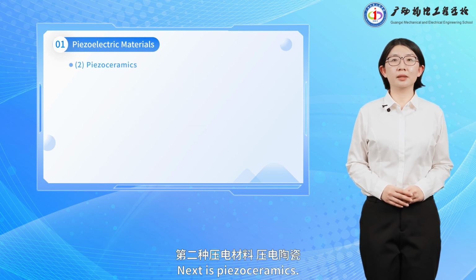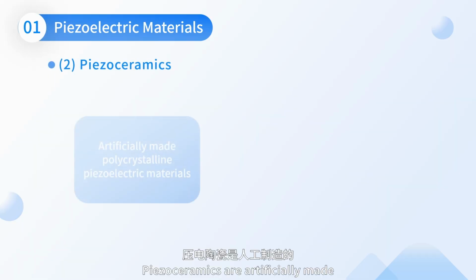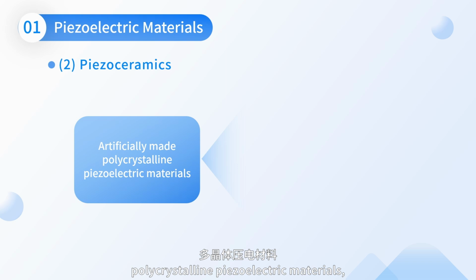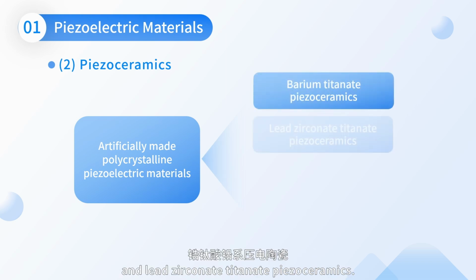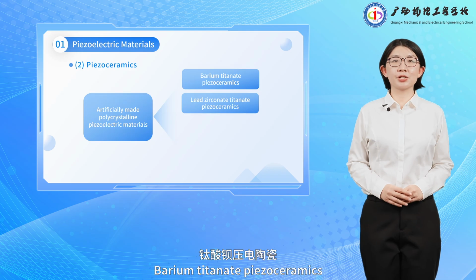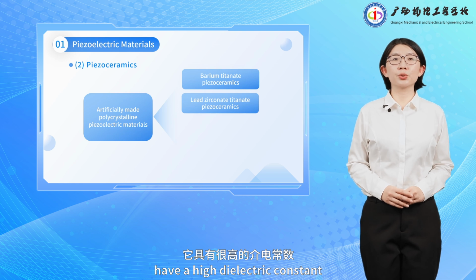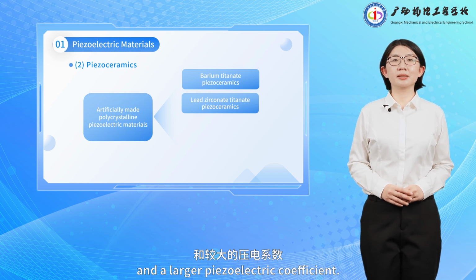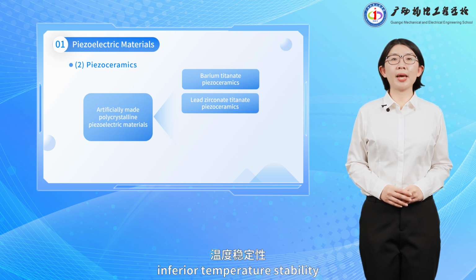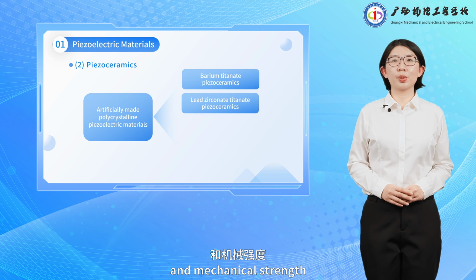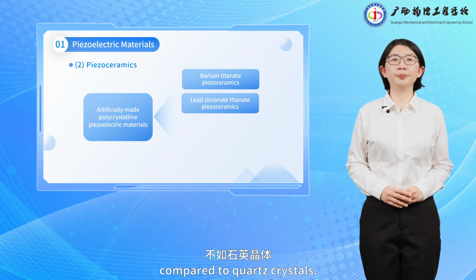Next is piezoceramics. Piezoceramics are artificially made polycrystalline piezoelectric materials, mainly including barium titanate piezoceramics and lead zirconate titanate piezoceramics. Barium titanate piezoceramics have a high dielectric constant and a larger piezoelectric coefficient. Their drawbacks include inferior temperature stability and mechanical strength compared to quartz crystals.